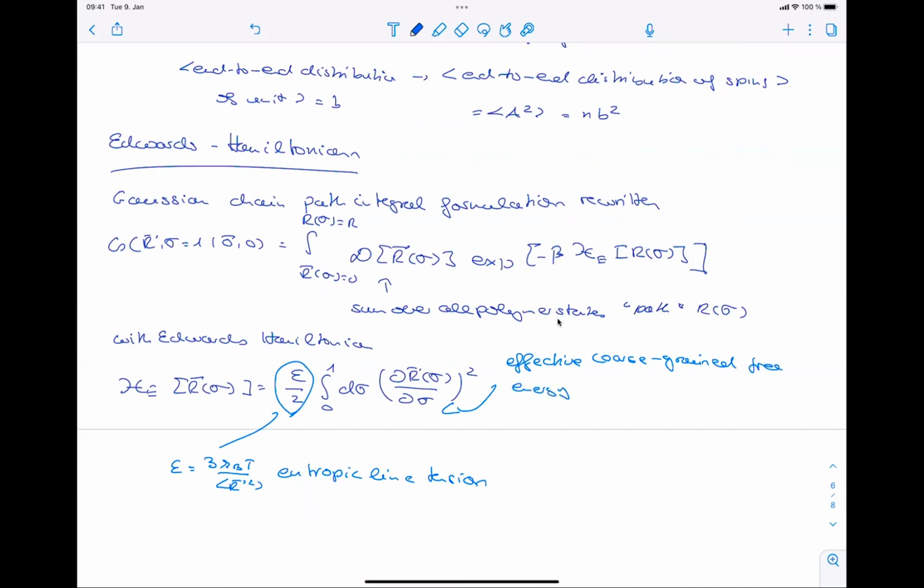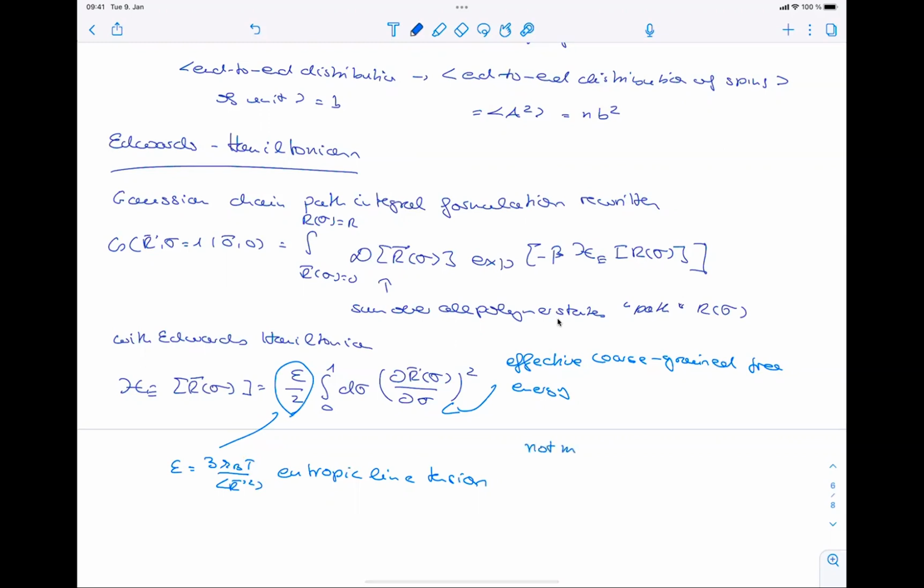Note that we can interpret this as a Hamiltonian, but it's not a microscopic Hamiltonian. It's describing the statistics of the polymer curves, but it's not arising from a microscopic Hamiltonian, because if we send the temperature of the system to 0, it would vanish.